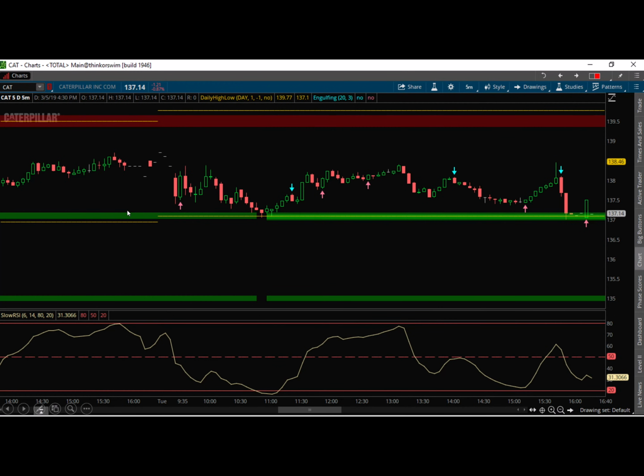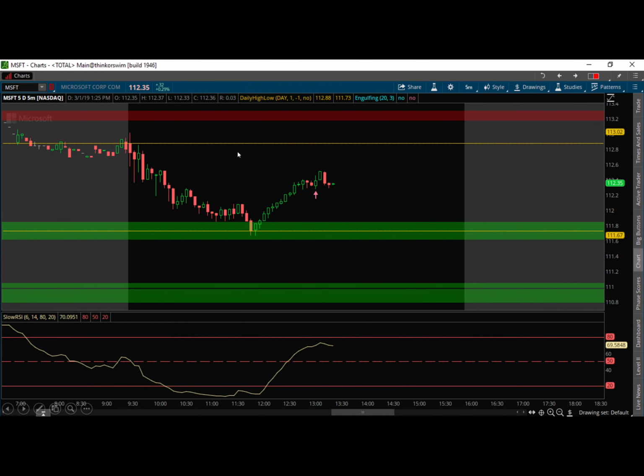Here's a chart of Caterpillar. Looking right here, you have two doji. You have a doji, somewhat of a doji, and a hammer. And this hammer reversal candlestick is right at our custom demand zone level with the previous day's low. So that's a dual type of support. And you can see that the slow RSI around the same time is oversold. So it's a good time to buy calls. And within the next hour or two, the stock increased a whole $1.50. That would have been a great trade.